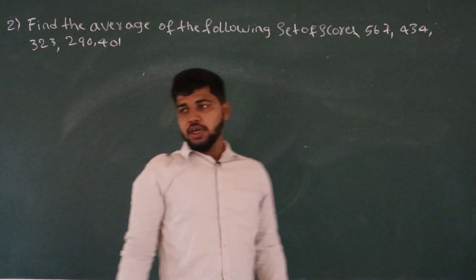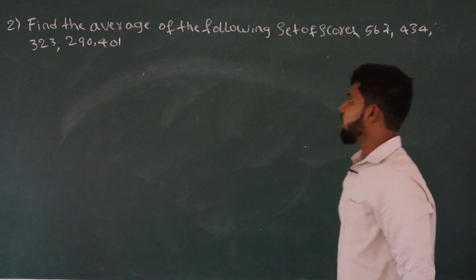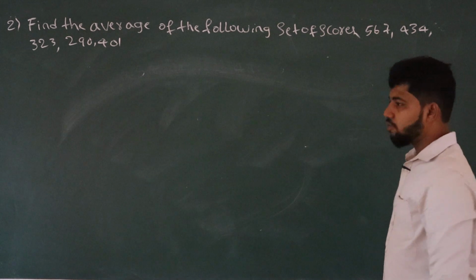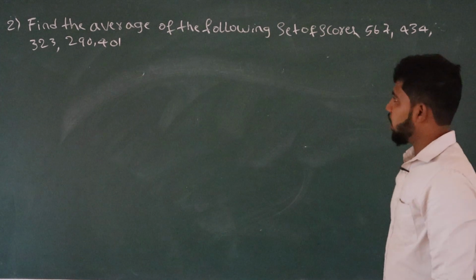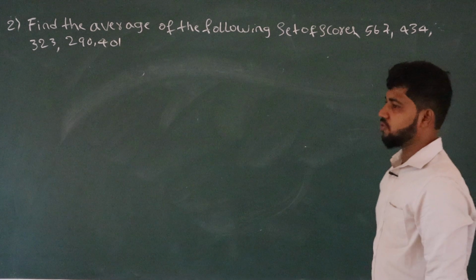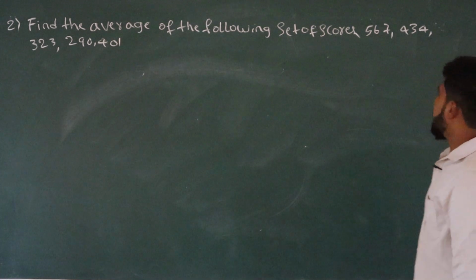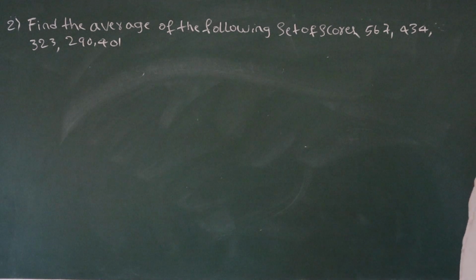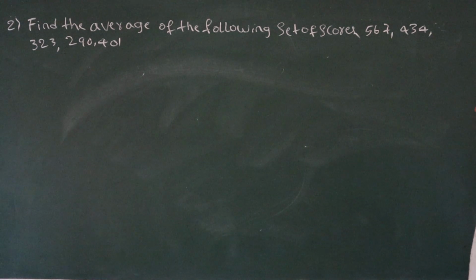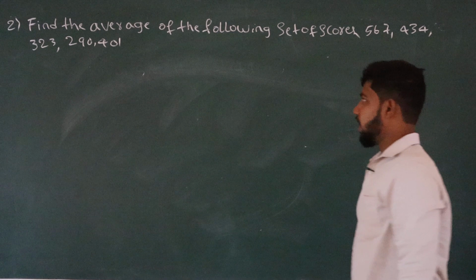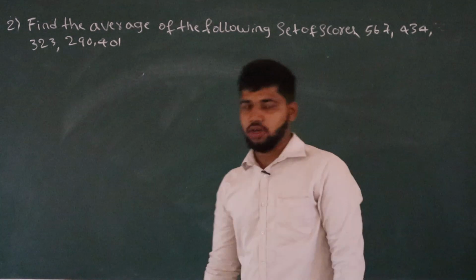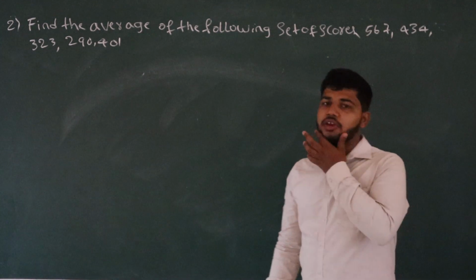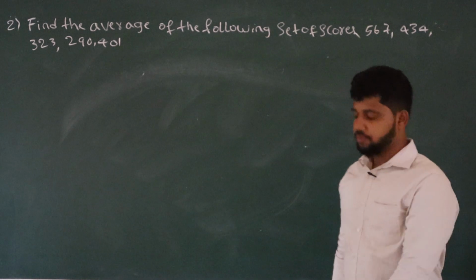Look at the second problem here. Find the average of the following set of scores. Now they have given 567, 434, 323, 290 and 401. Now we have to find the average of the given numbers.